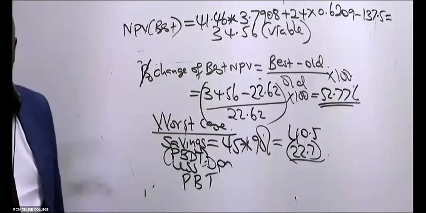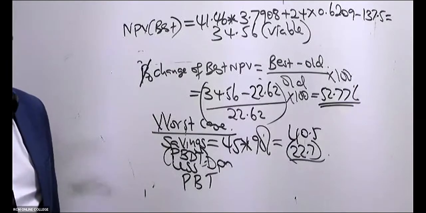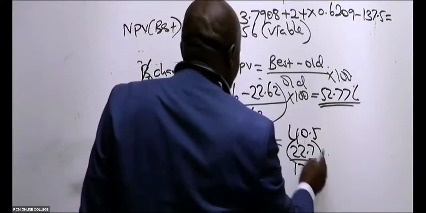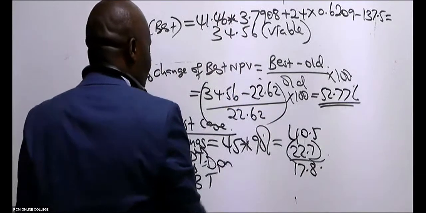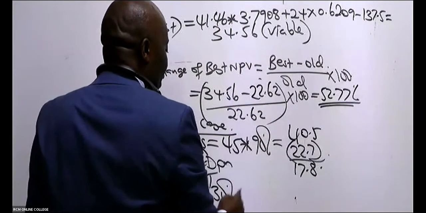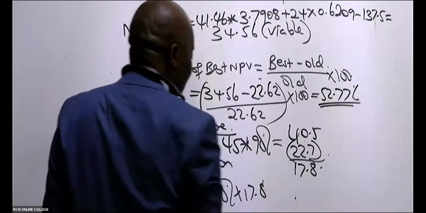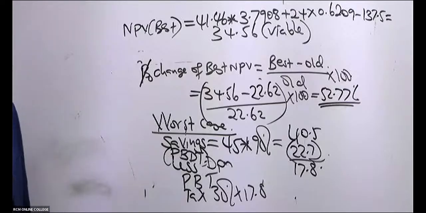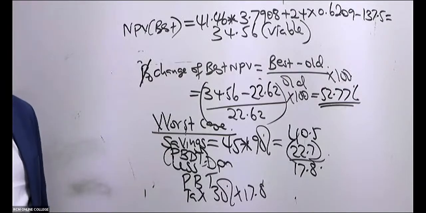So profit before tax, according to this gentleman, they're getting 17.8. Once I get this, I will be able to tax this right away. So tax at 17.8 by 30 will give us what amount? So 17.8 times 30.